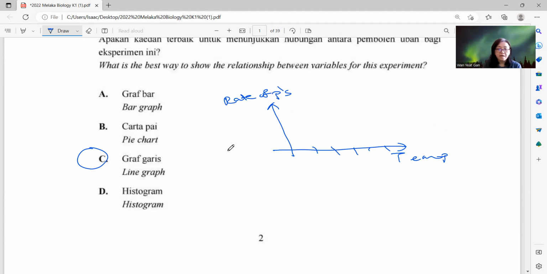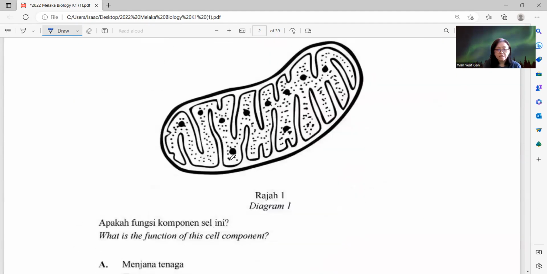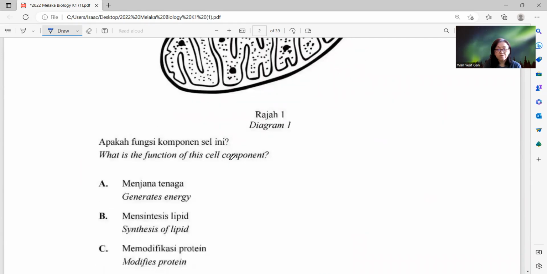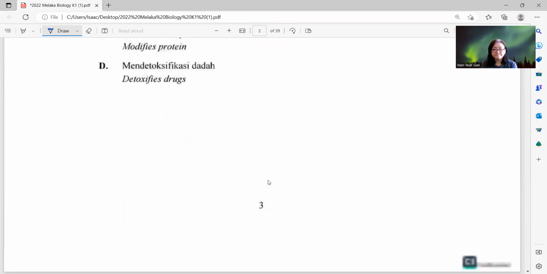Okay, next, diagram 1 show a cell component. What is the function of the cell component? So this is a mitochondria. Its function is to generate energy.